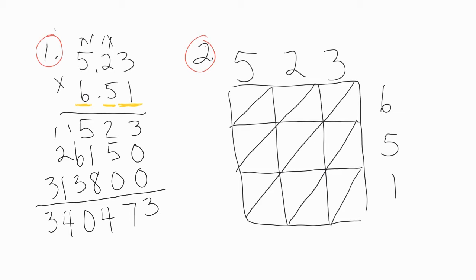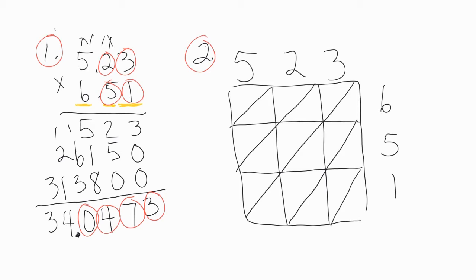Now I have to look, when I'm doing decimals, back at my question and see how many numbers are after the decimal in my question. So in my question, I have 1, 2, 3, 4 numbers after the decimal. My answer has to be the same. So I have to have 1, 2, 3, 4 numbers after my decimal. So my decimal has to go right there. And there is my answer for this method number one.